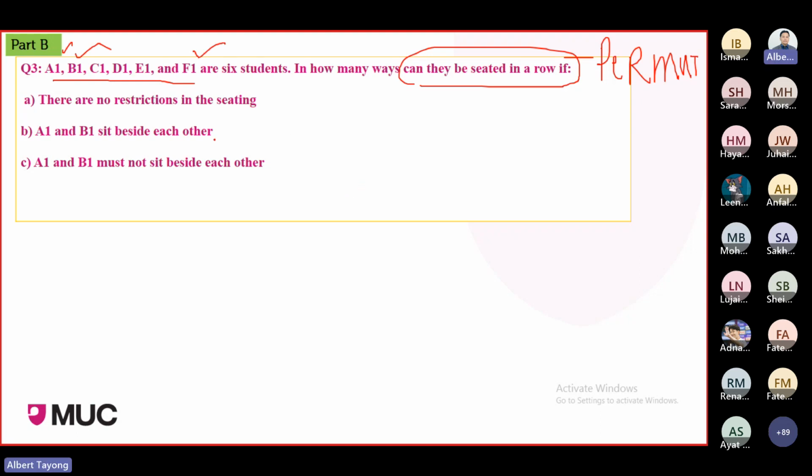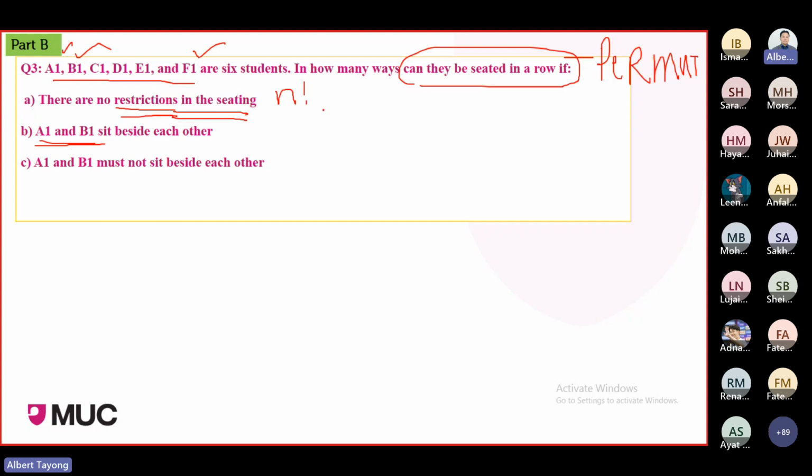So if we don't have any restrictions, the meaning of this is that we don't have a condition, something like this, where A1 should be sitting beside B1, for example, or D1 and E1 should sit beside each other. So there is no restriction. So it will just be n factorial.